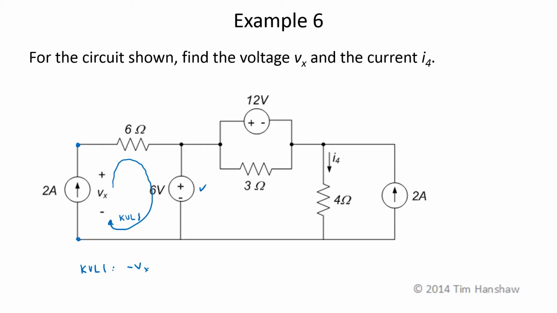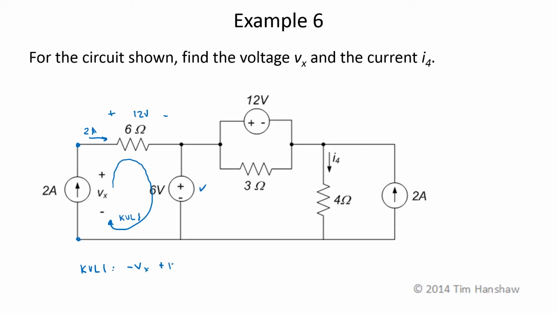KCL at this terminal here tells me that this current is 2 amps because the sum of the currents entering the node has to be equal to the sum of the currents leaving the node. If that's 2 amps, this voltage is going to be 12 volts with this polarity. Positive current has to enter the positive voltage terminal.